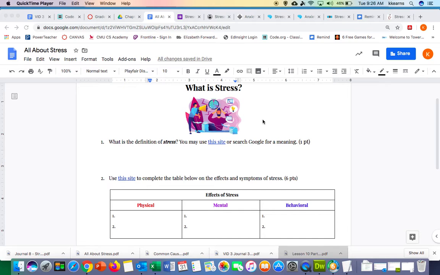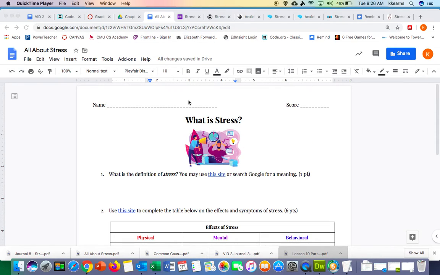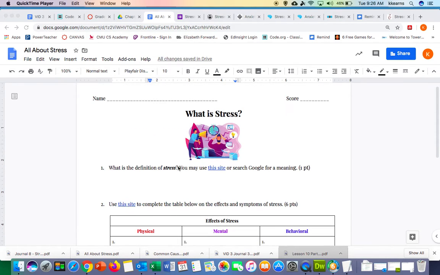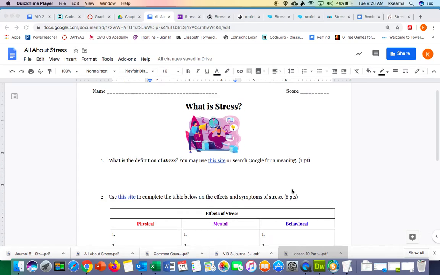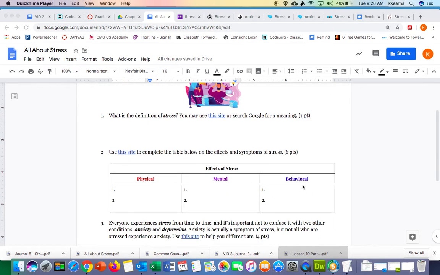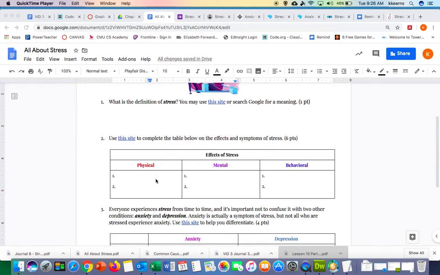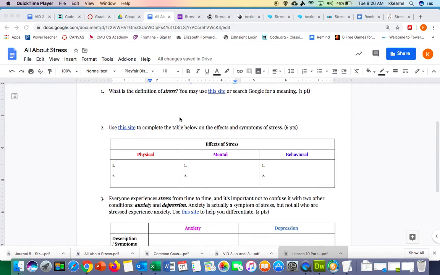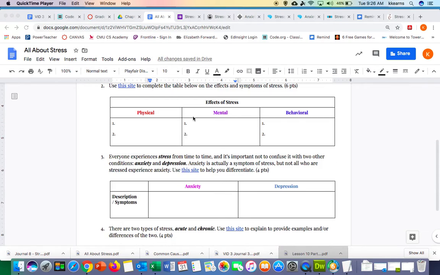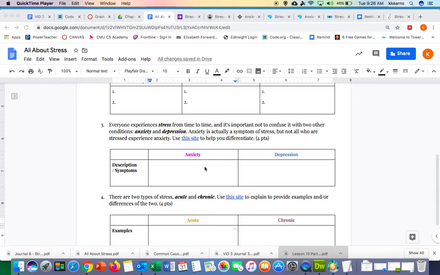So when you're looking at your assignment for today, you're first going to define stress, and then in this table right here, you're going to talk about a couple of the physical, mental, and behavioral symptoms or effects of stress. So you'll use the sites link to help you answer the questions. And then in number three, I want you guys to look at the differences between stress, anxiety, and depression.